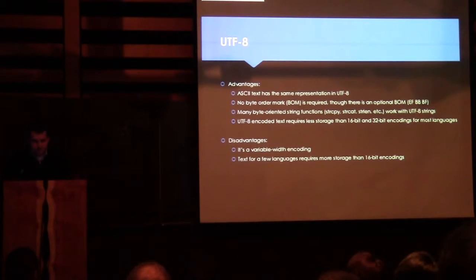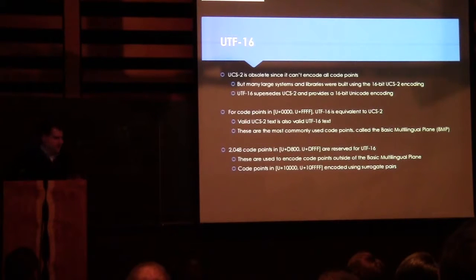So we have this problem, though, that UCS2 is obsolete. It can't encode all the code points. Nobody should ever do anything with UCS2 ever again. But there's a lot of large systems and libraries that were built using the 16-bit UCS2 encoding because, at the time, especially in the early 90s, that was Unicode. That was good enough. As we saw, the Unicode standard even said this is plenty of code points to represent everything. So a number of big examples that people here are likely to run into.